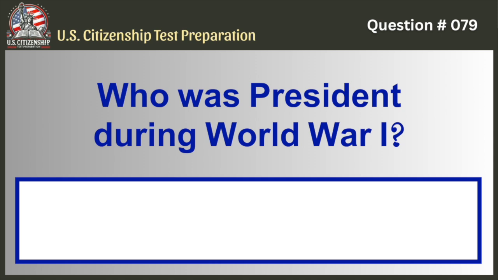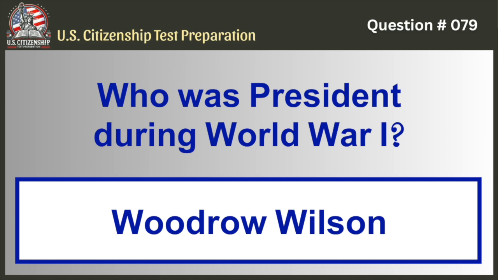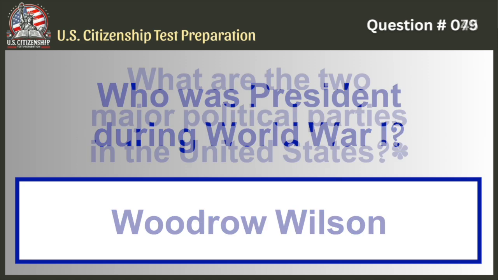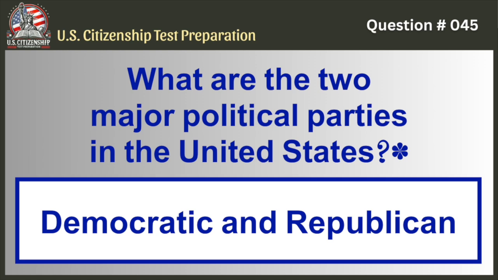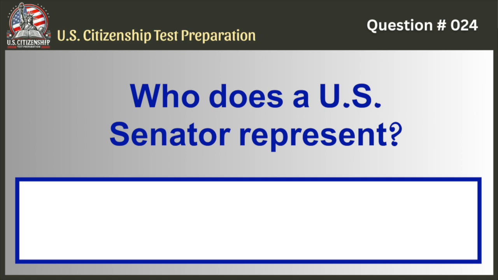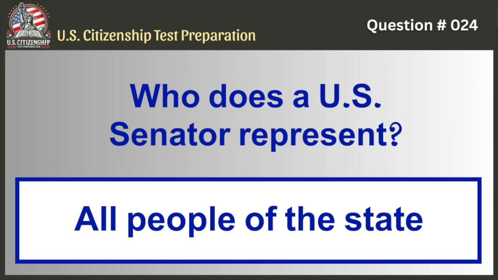Who was president during World War I? Woodrow Wilson. What are the 2 major political parties in the United States? Democratic and Republican. Who does a U.S. Senator represent? All people of the state.